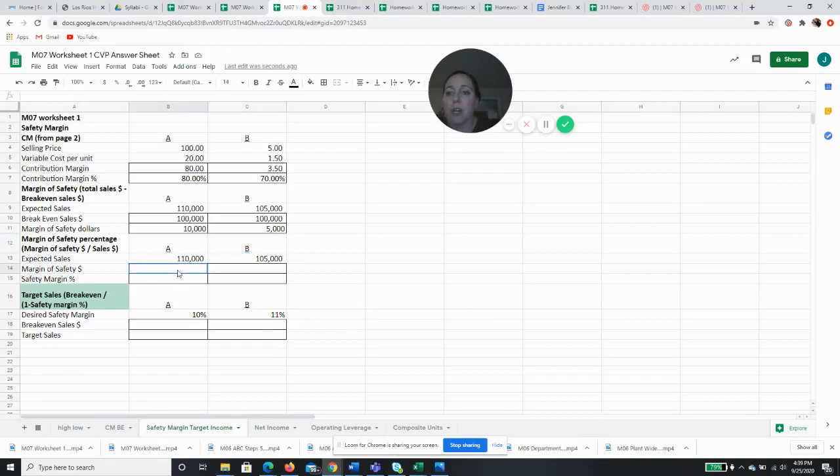All right, what if we want to know our margin of safety as a percentage? So I'm going to copy down our margin of safety in dollars. Our margin of safety percentage is our margin of safety dollars divided by our expected sales dollars. In the case of product A, we expect we'll have an extra $10,000. When we divide it by our expected sales of 110,000, our margin of safety is going to be 9%. We're going to have 9% more than we need. That's not exactly how it ends up, but that's the right answer.